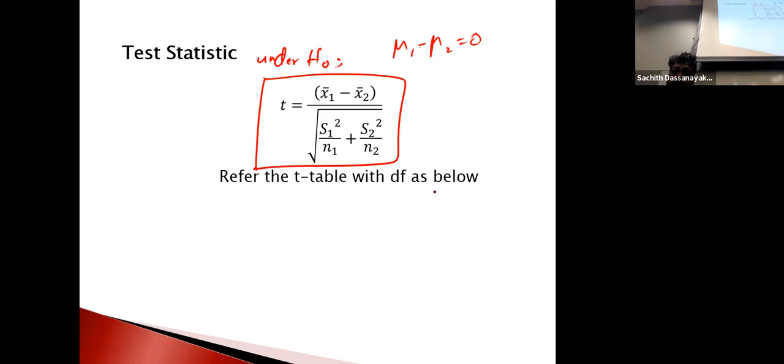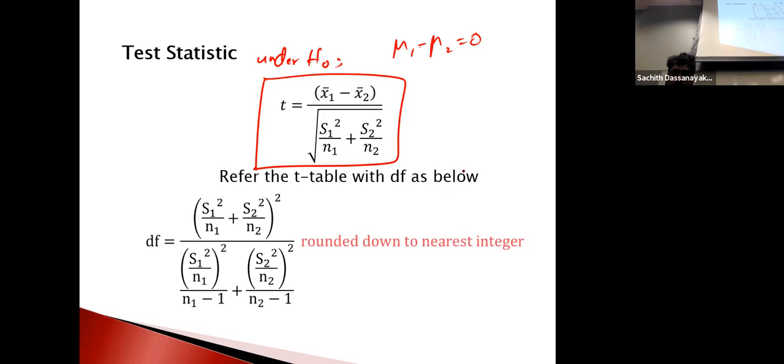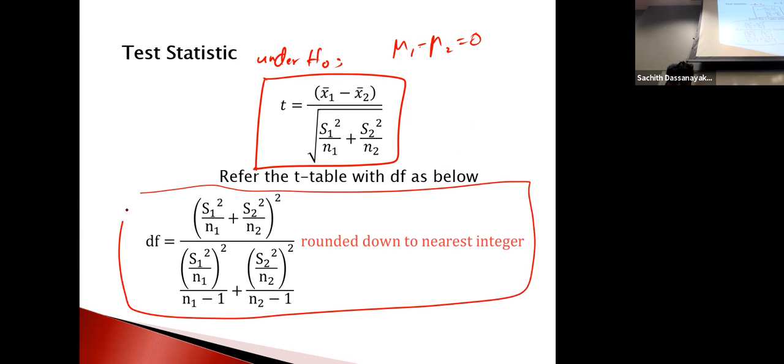So yes, we have to use the T table. Degrees of freedom: the next step, definitely you have to calculate the degrees of freedom using this, and for the final answer, round it down.